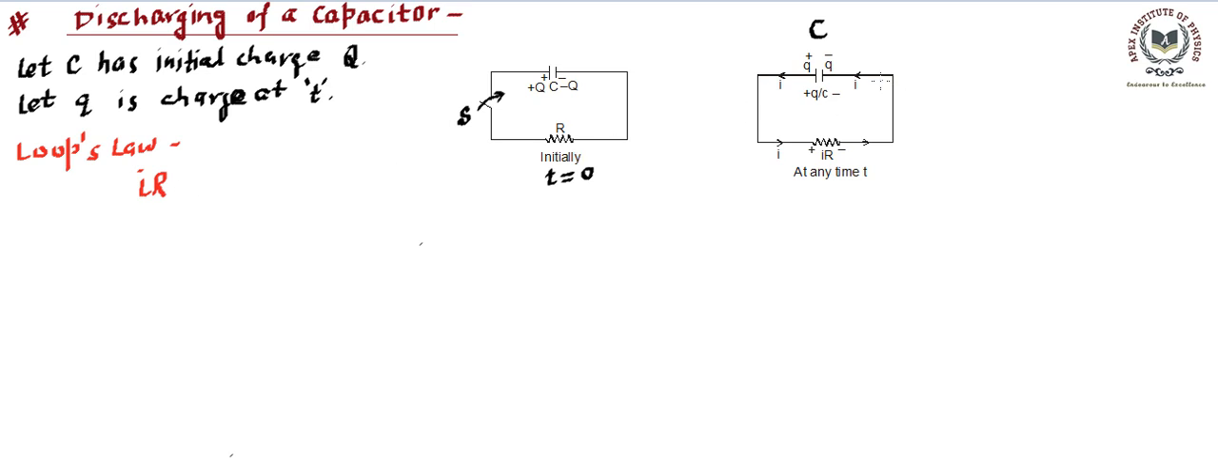Then we move here, from minus to plus, so that becomes a gain. So this is minus q by C, and then the sum has to be 0 as per the rule. Now we want to simplify this, and we can simplify it as I is equal to q upon RC. So that looks like the equation we have got.